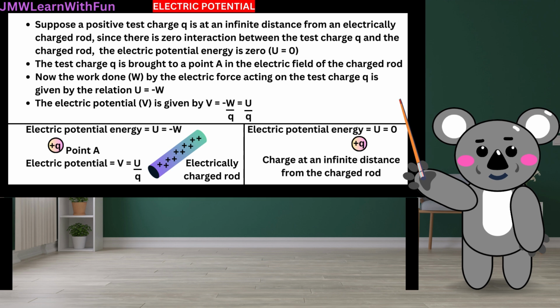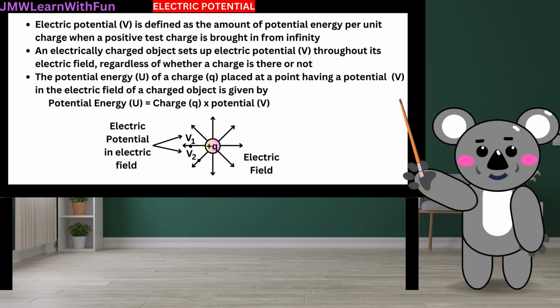The electric potential, V, is given by V equal to minus W by Q, equal to U by Q. The figure shows an electric charge of plus Q at point A in the electric field of an electrically charged rod, has electric potential energy equal to U equal to minus W, and electric potential equal to V equal to U by Q. If the charge is at an infinite distance from the charged rod, electric potential energy U equal to 0. Electric potential, V, is defined as the amount of potential energy per unit charge when a positive test charge is brought in from infinity.